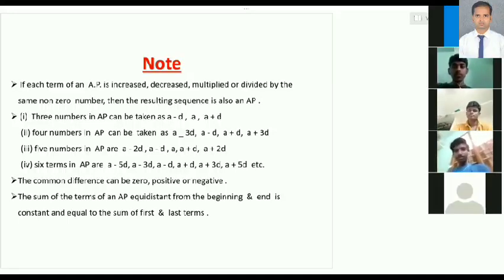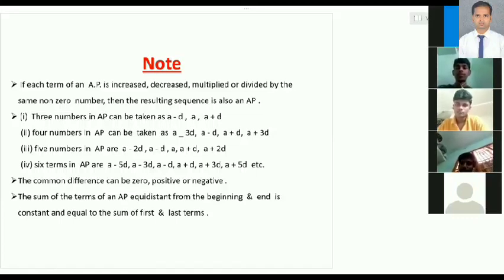Same common difference should be there. You can take A, A plus D and A plus 2D also. Why are we taking this order? For calculation purposes only. Because we can easily find A if we add all three terms, because if you add all the terms, it will be independent of D. Only one variable will be there, A. That value we can find easily. That's why we are taking three numbers in AP as A minus D, A and A plus D.